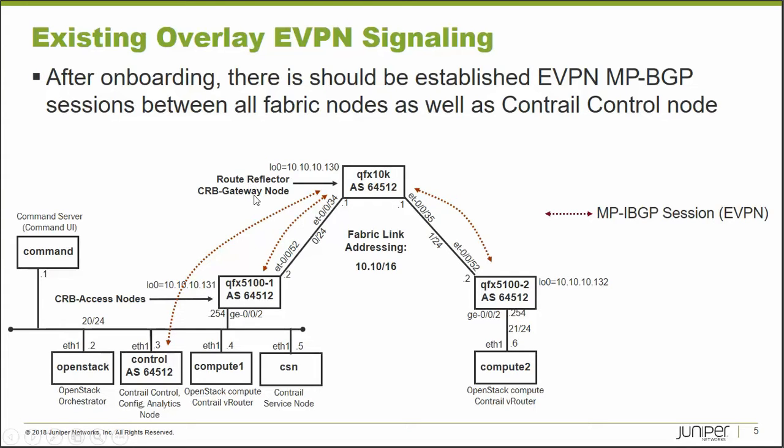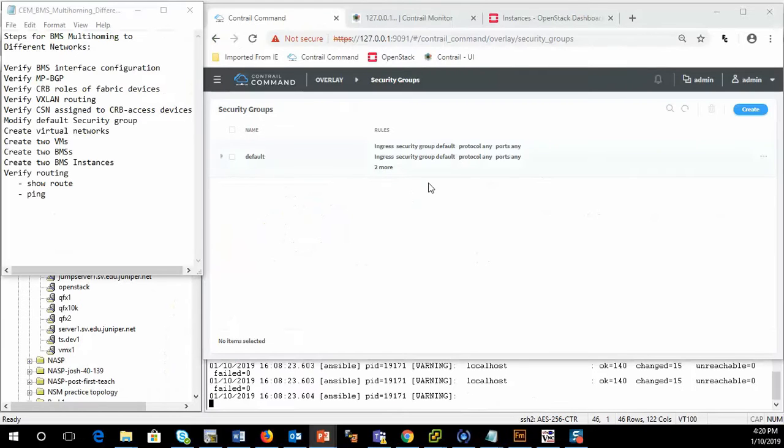It's a CRB gateway role. It's the route reflector for these EVPN MPBGP IBGP sessions. It has a session with the control node, the QFX 5101 and the QFX 5102, and that was all pre-configured on your behalf during the onboarding of this brownfield IP fabric. So let's go ahead and complete our task. Let's look at a few things.